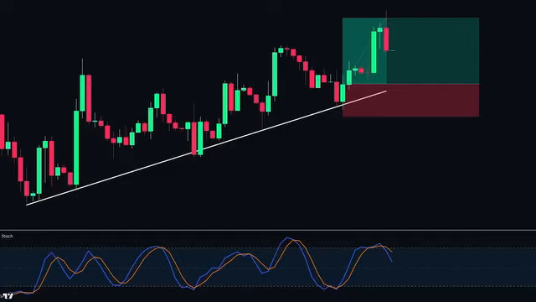So the key to this strategy is simply using stochastic as extra confirmation for our trade, so that we don't blindly enter trades when price touches the trend line. Let's look at another example.